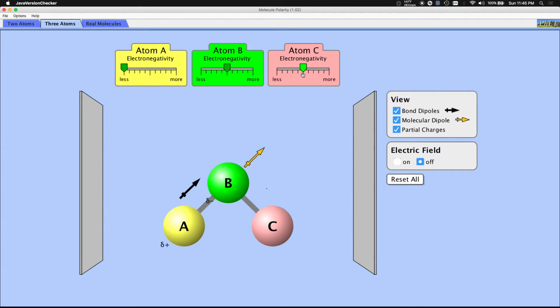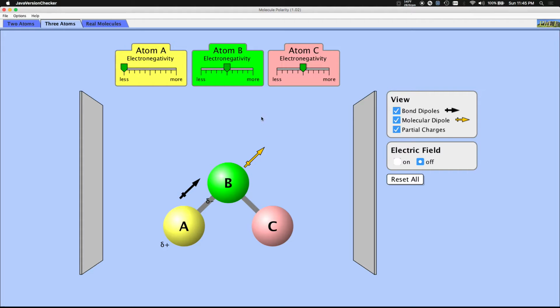If I keep it the exact same, basically no one's winning. See, there's no more arrow. No one's winning. So B and C are equally electronegative, and B is the one pulling A. C is not pulling A because it's not bonded to A. So B is essentially pulling A, so the molecular dipole goes in this direction. Nothing else is being pulled. These two are pulling each other at the same exact force. Careful with the word force. They're pulling each other at the exact same intensity, so they cancel each other out.